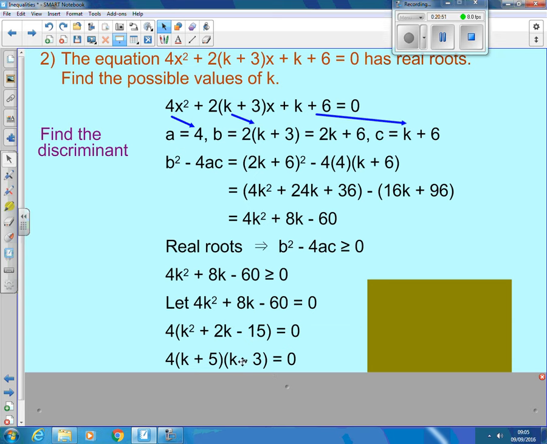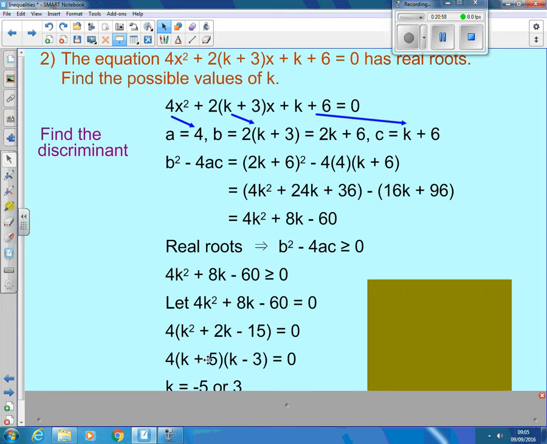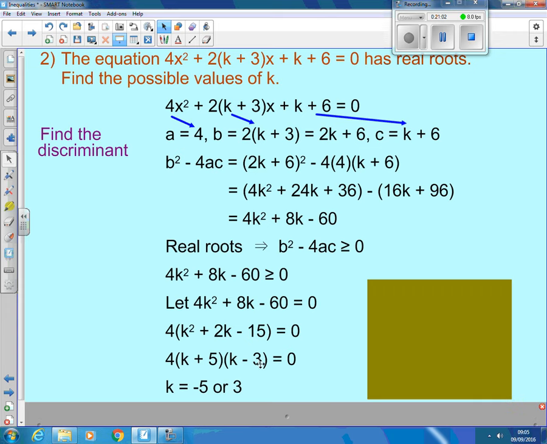So, 3 things multiplying to 0, one of them must be 0. Well, the 4 isn't, 4 is never 0, so it's got to be either k plus 5 is 0, which gives you k equals minus 5, or k minus 3 equals 0, which gives you k equals 3. So it's going to be one of those two.